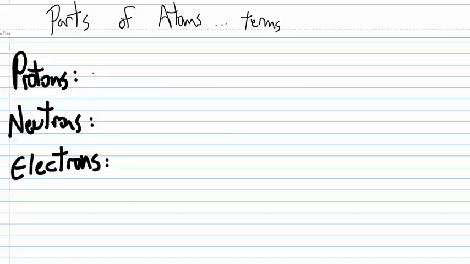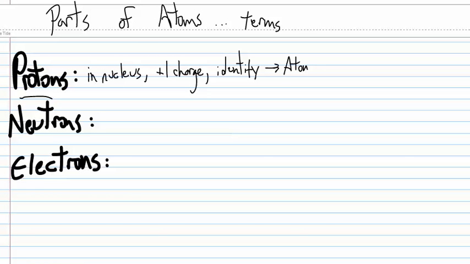Some atom terminology. Here we go. Number one, most important atom term is the proton. What is it? It's a tiny little particle that is in the nucleus. That's the center of the atom. It has a +1 electric charge, and it determines the identity of an atom. In other words, you can tell who an atom is by how many protons it has. We call that the atomic number.